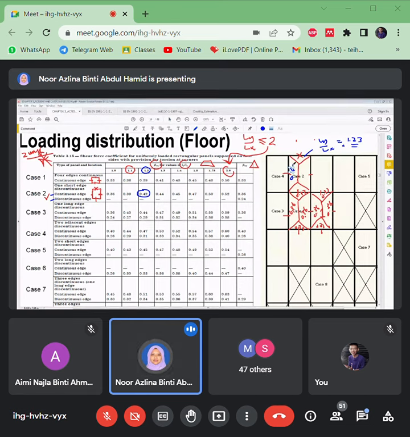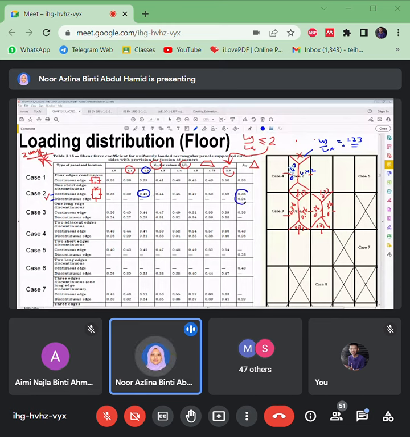Yeah, 0.42. 0.42. Nampak ni discontinuous edge. Tak ada pun trapezium yang discontinuous, right? Dua-dua continuous. So that's why there's no value for discontinuous edge here. Okay, for triangles, pergi dekat last column.